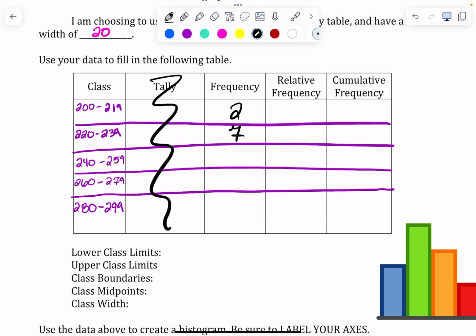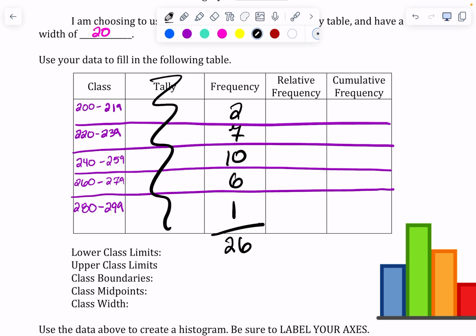2, 7, 10, 6, 1. That adds up to 26. Yeah? Beautiful. Okay, 2, 7, 10, 6, 1. Awesome. Okay, how do I do relative frequency, by the way?